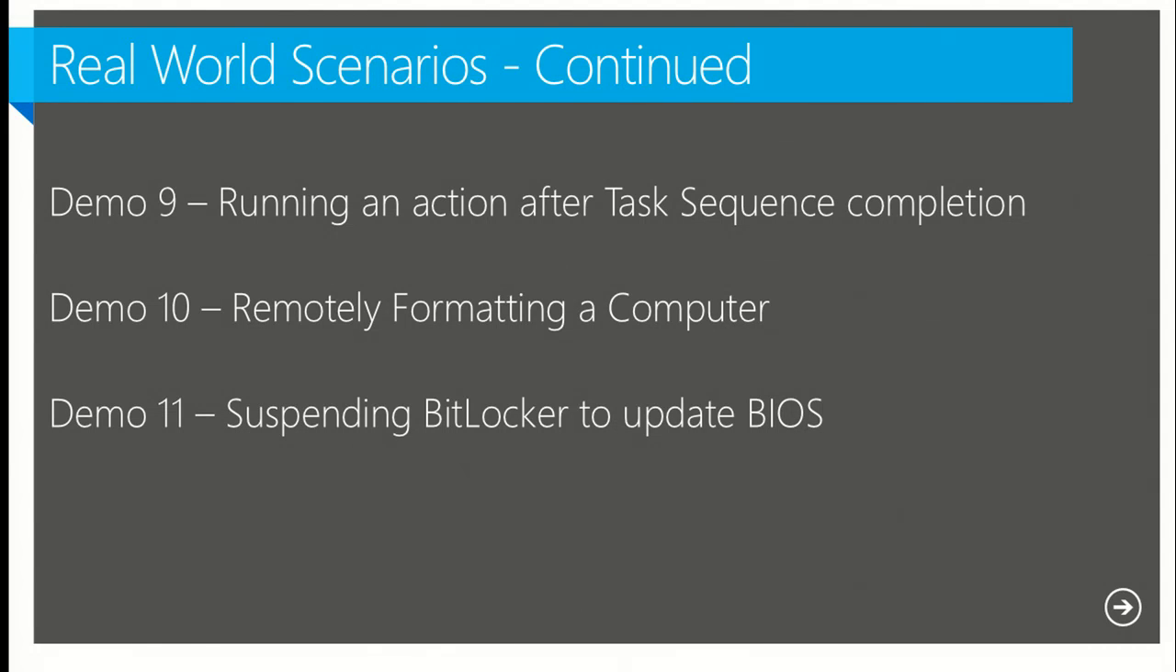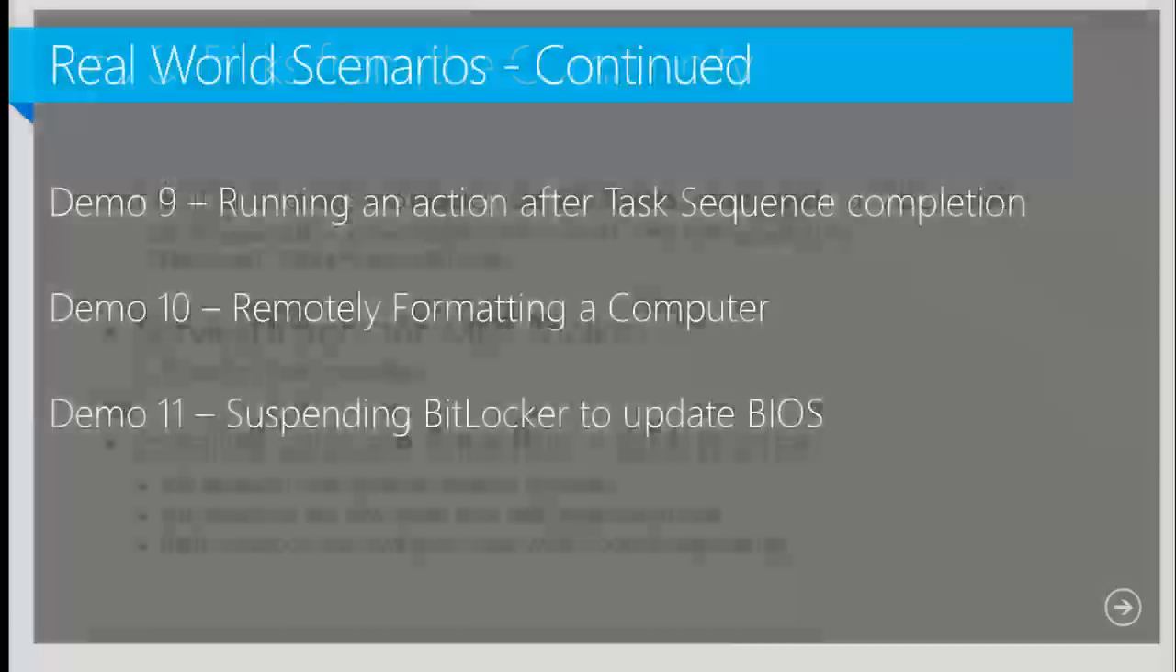And then also, this is Demo 11. One of the other things that task sequences are really good for is if you need to make changes to BIOS, but you also use BitLocker. If you make a change to BIOS and then restart the system, you're going to trigger that BitLocker security, and it's going to need to be unlocked. So what we can do as part of a task sequence is suspend BitLocker, make the changes, restart, and then re-enable BitLocker. Oops, wrong key.